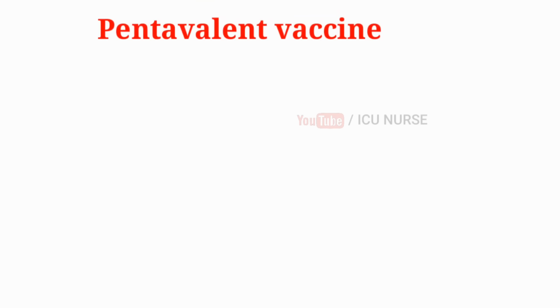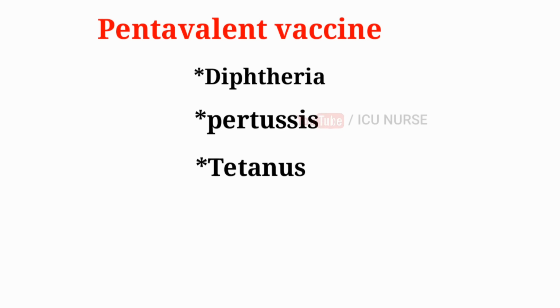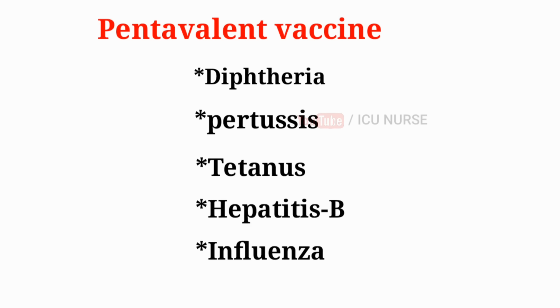Pentavalent vaccine provides protection to a child from 5 life-threatening diseases: diphtheria, pertussis, tetanus, hepatitis B, and influenza. Giving pentavalent vaccine reduces the number of pricks to a child and provides protection from all 5 diseases.